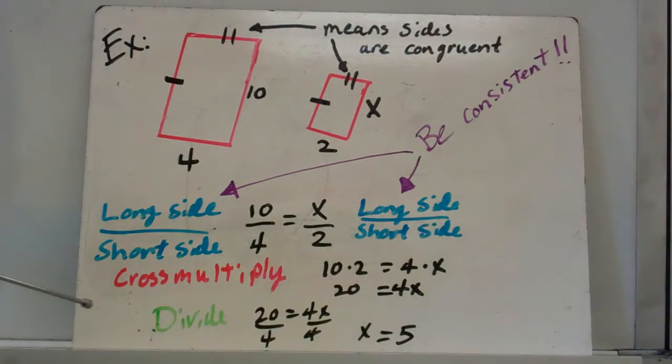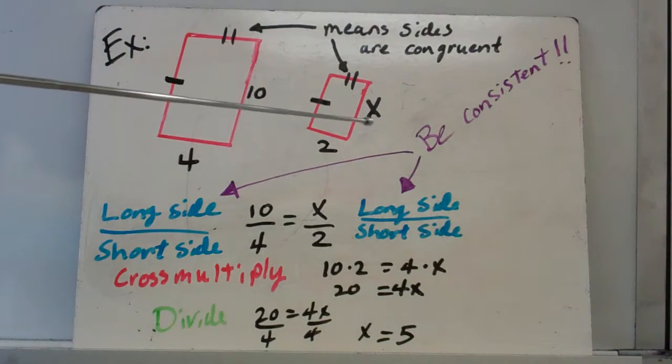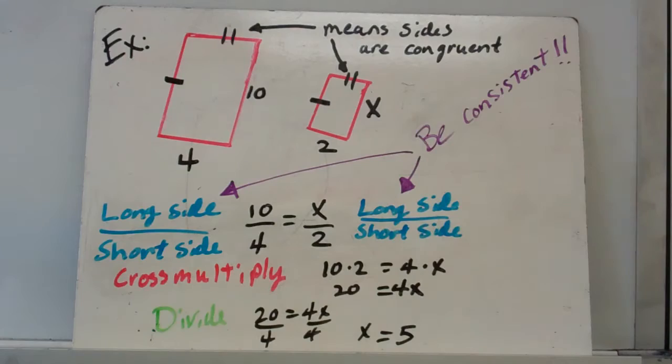Then we're going to divide both sides by 4 to get x by itself, and we're going to end up with x being 5. So our missing side length is 5 there.